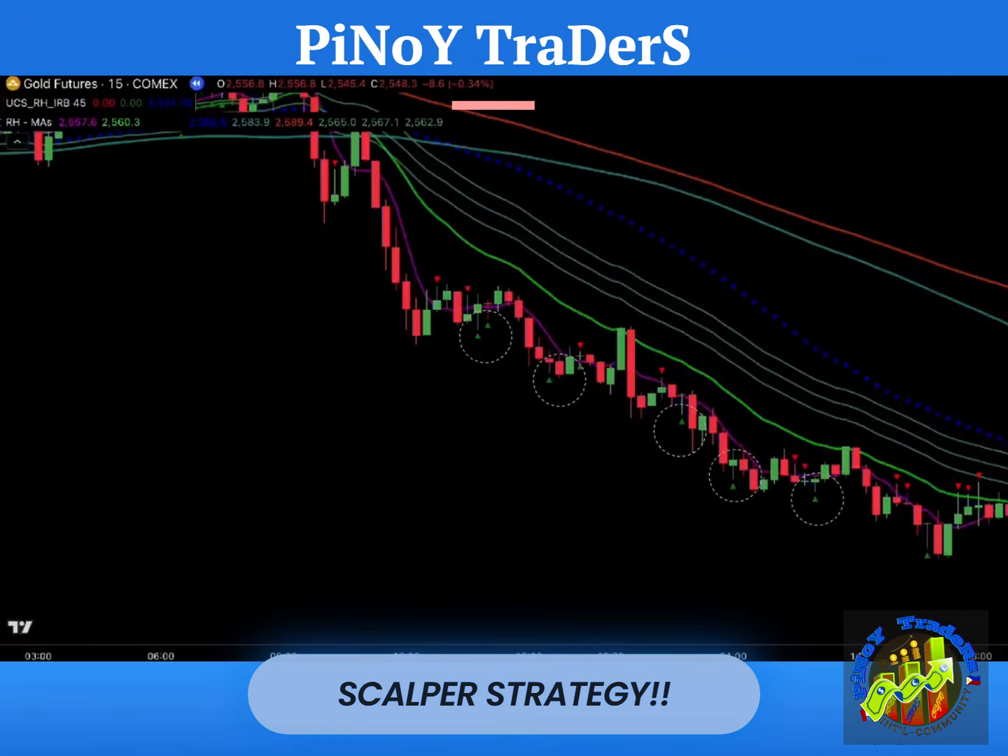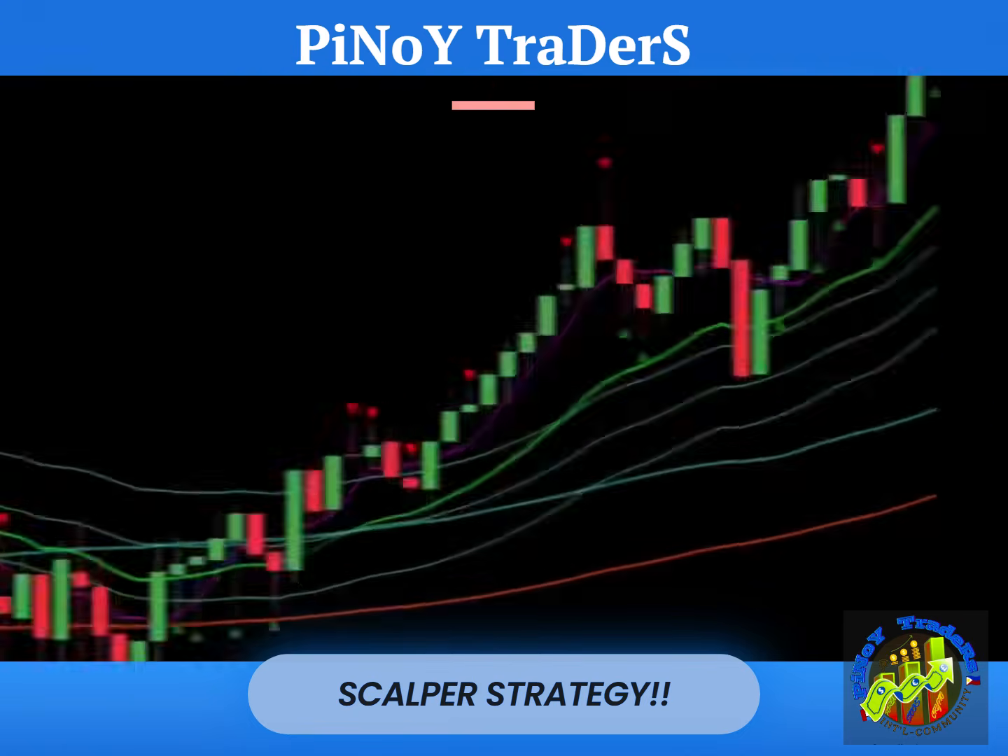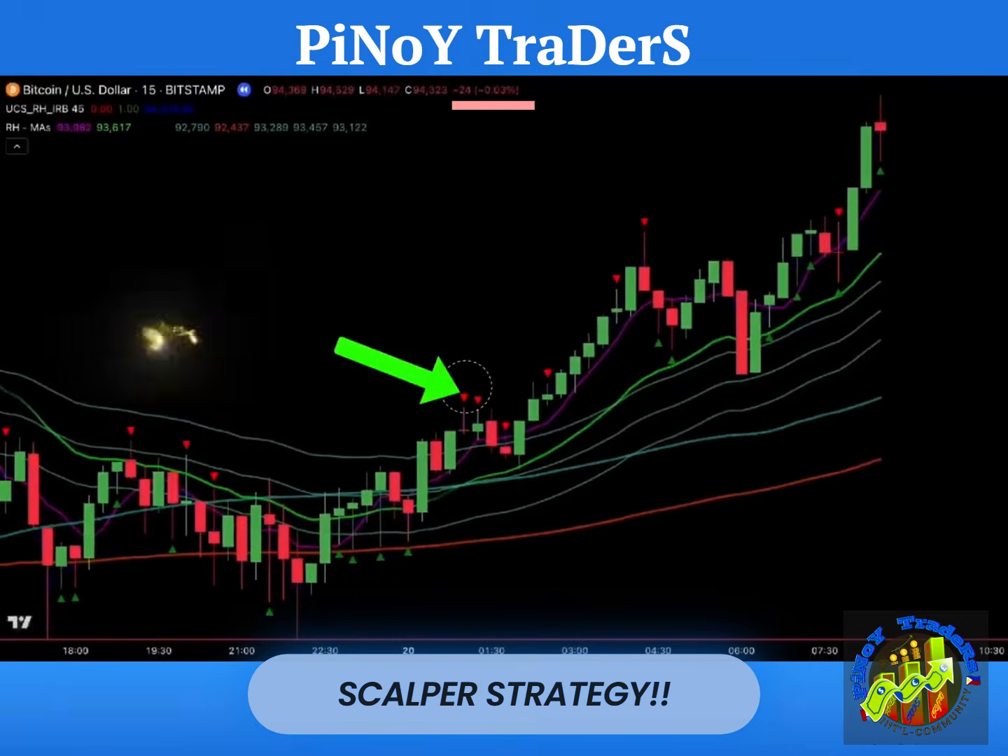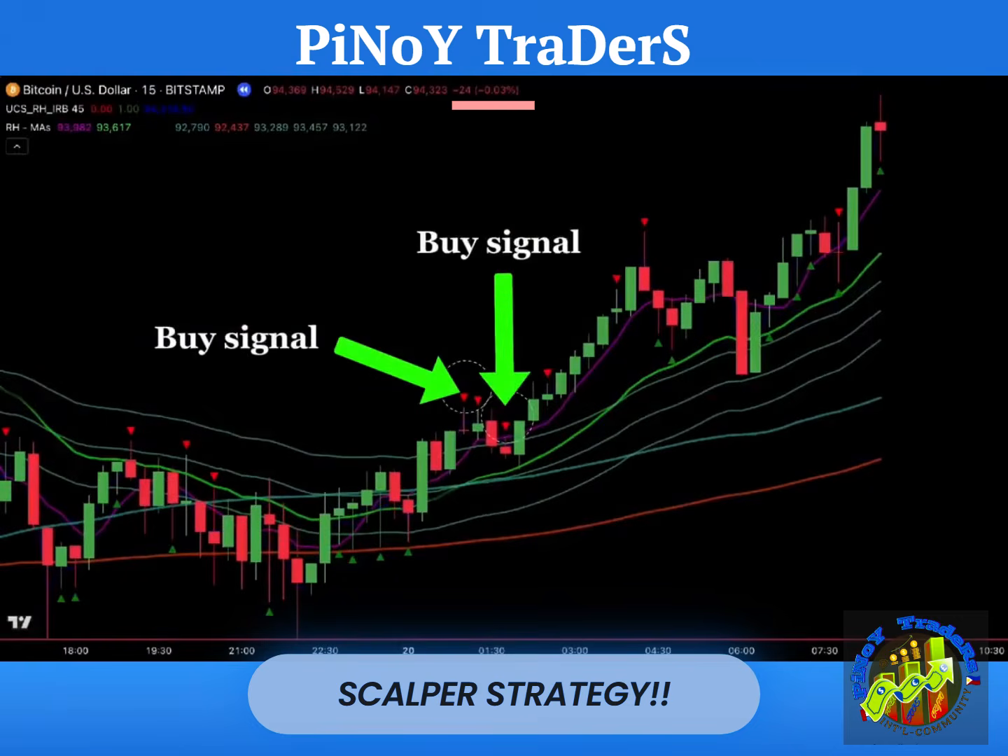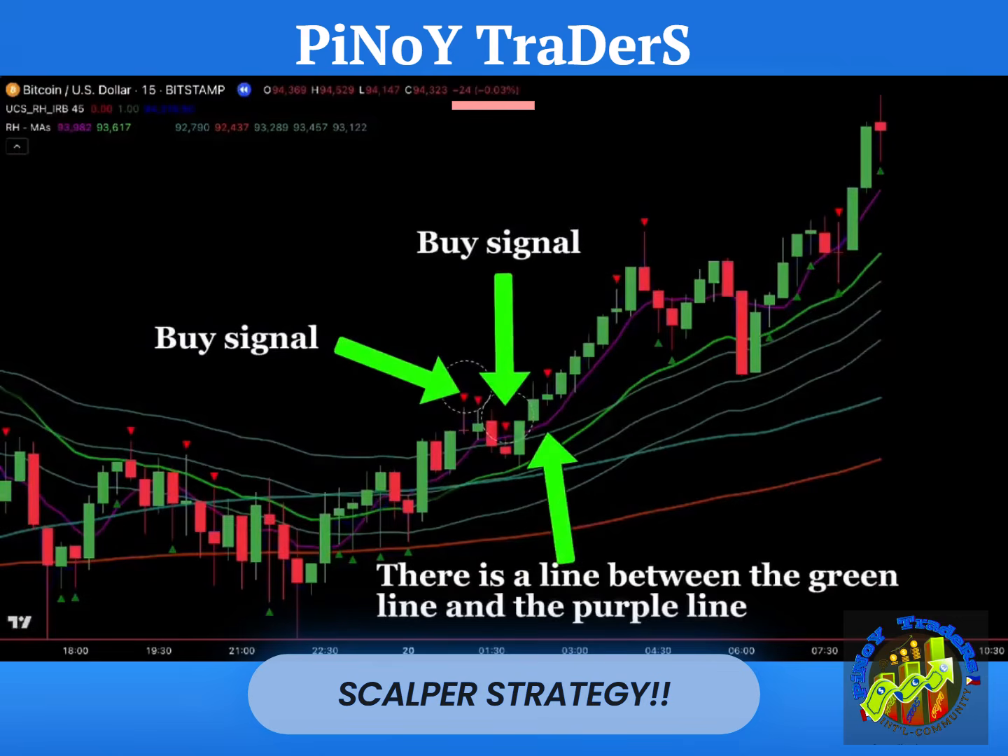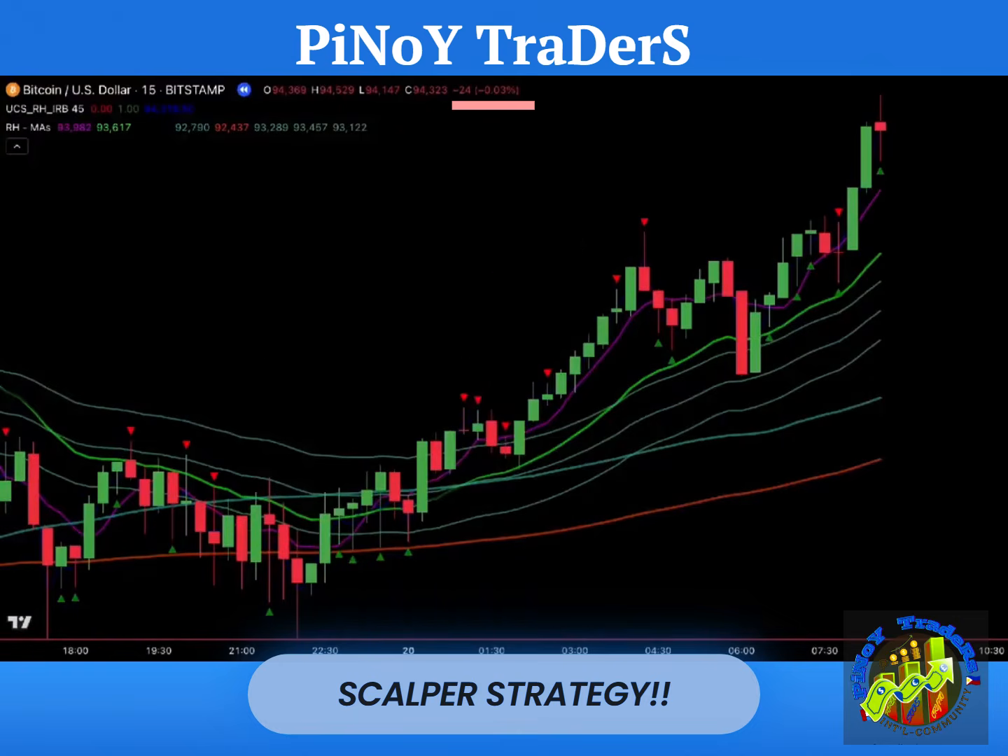In an uptrend, it's the same concept but reversed. The candles must be above the purple line. Okay, look at this example. Here, we have this buy signal and this buy signal. Both worked, but we should avoid them. The reason is that there is a line between the green line and the purple line. When there is a line between them, the signal should be ignored because we are looking for a 45-degree formation. However, when the lines are parallel, like in this example, we can take this buy signal.